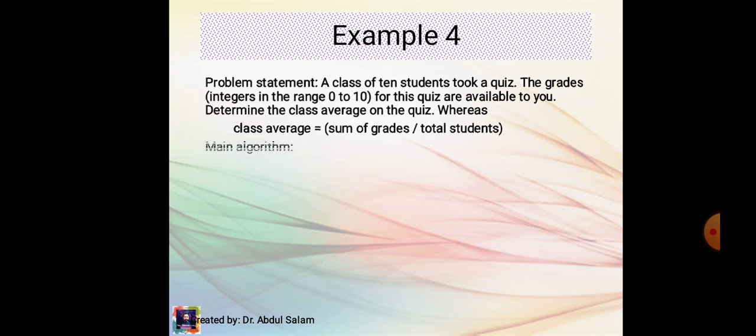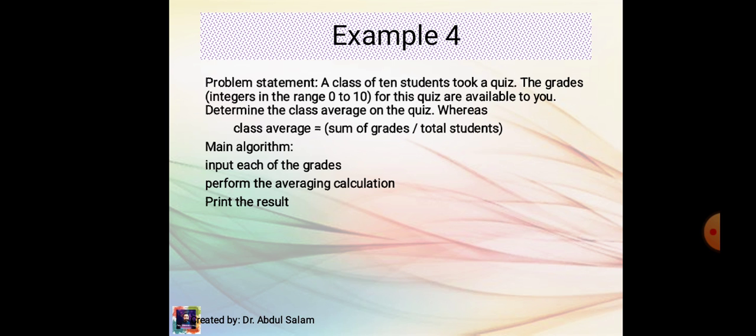Here is example number 4. Problem statement. A class of 10 students took a quiz. The grades, integers in the range 0 to 10 for this quiz, are available to you. Determine the class average on the quiz, where class average is equal to the sum of grades over total students. The main algorithm is: input each of the grades, perform the averaging calculation, print the result.